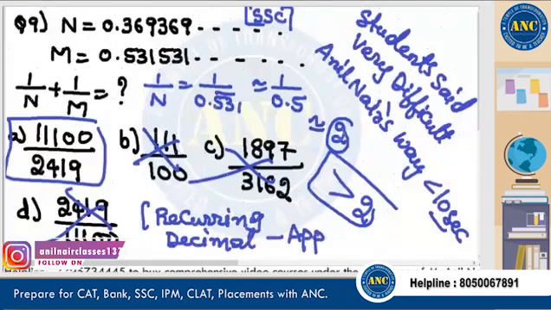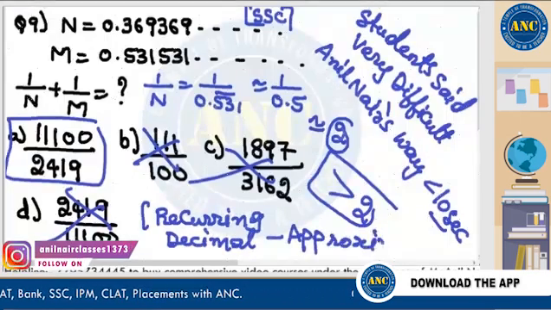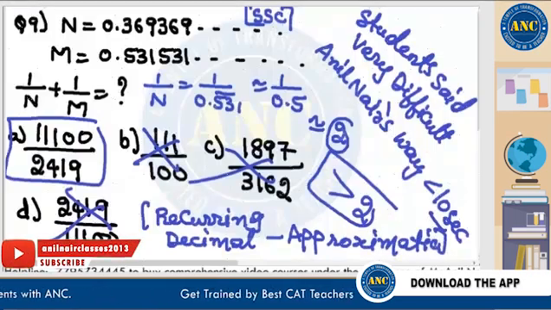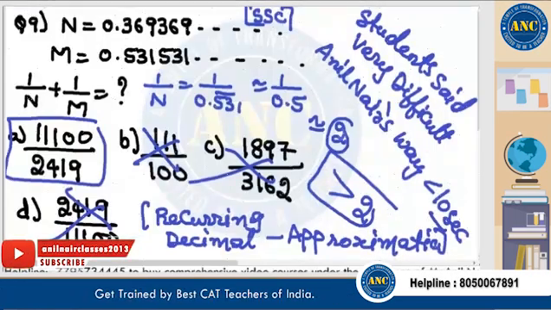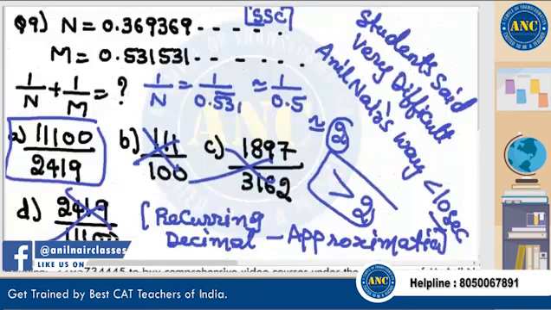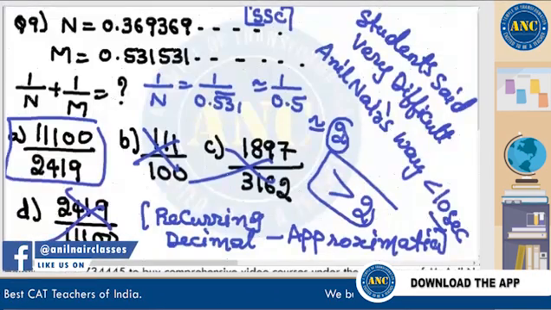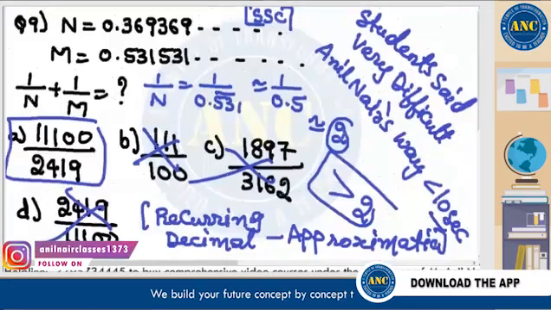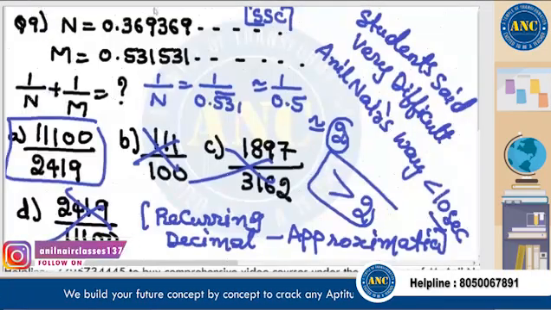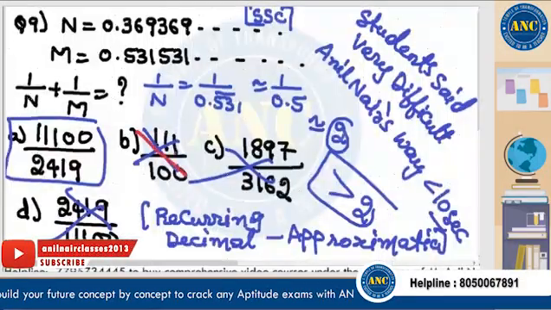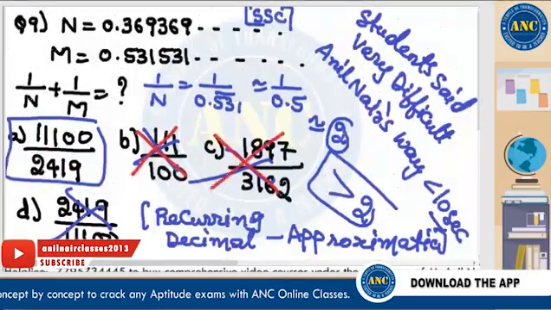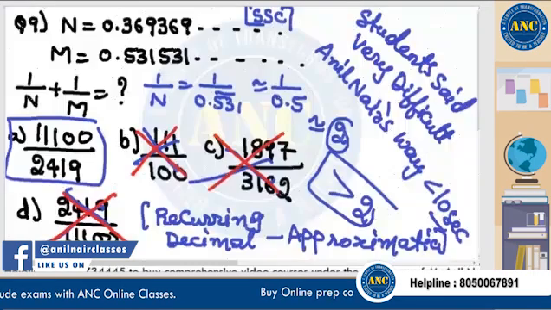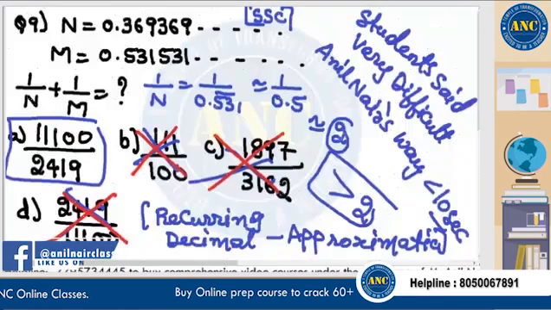Very easily you can solve the question if you know how to use a recurring decimal. 0.531 recurring is just closer to 0.5. 0.5 is 1 by 2, and 1 by 1 by 2 is 2. So 2 plus something, the answer should be greater than 2. It is 1 point something, where the numerator is less than the denominator. I hope it is clear.